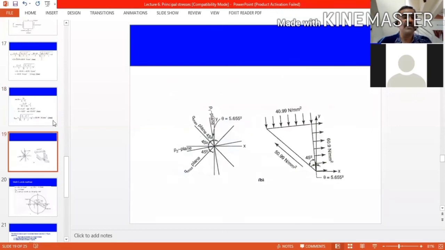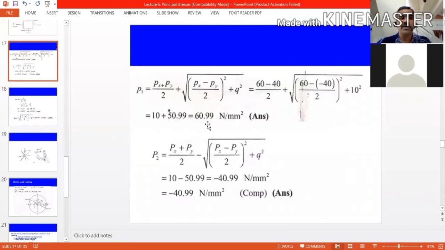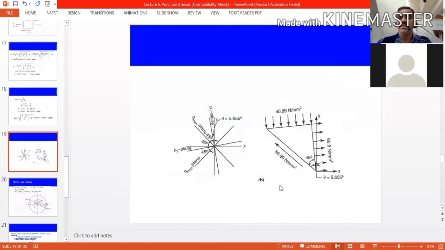Here, sigma 1 is positive. It is 60.99. Sigma 2 is minus 40.99. What is the meaning? The stress is compressive stress. So, while marking graphically, this is the plane at which sigma 1 is acting. This is tensile, so draw like this. This is the value, magnitude. And 90 degree line you draw for this line. Here it is compressive, so it is towards the surface. 40.99, and shear stress is 50.